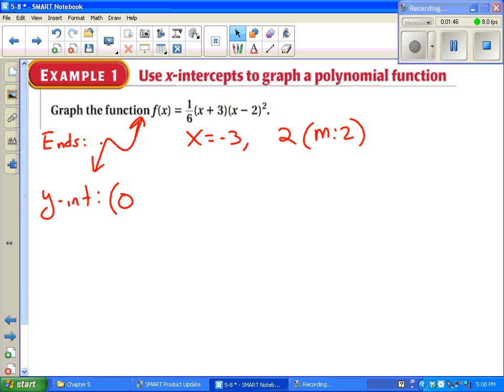One more thing that might be handy to have in our graph is a y-intercept. To find a y-intercept, you plug 0 into the function. Maybe go ahead and pause and try doing that on your own, see if you get the same thing I do.